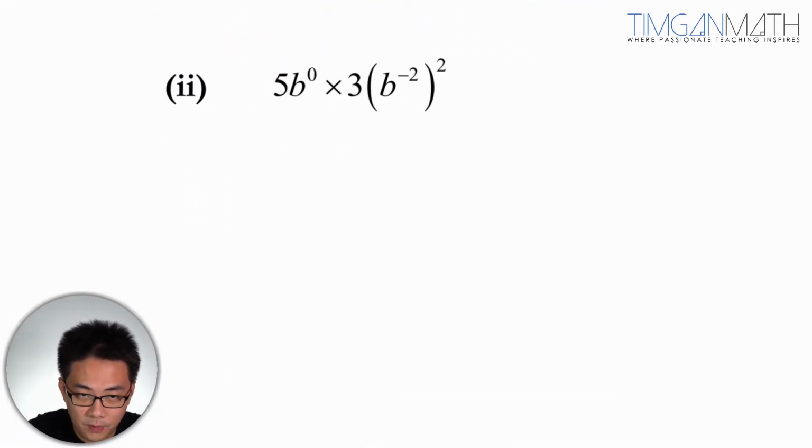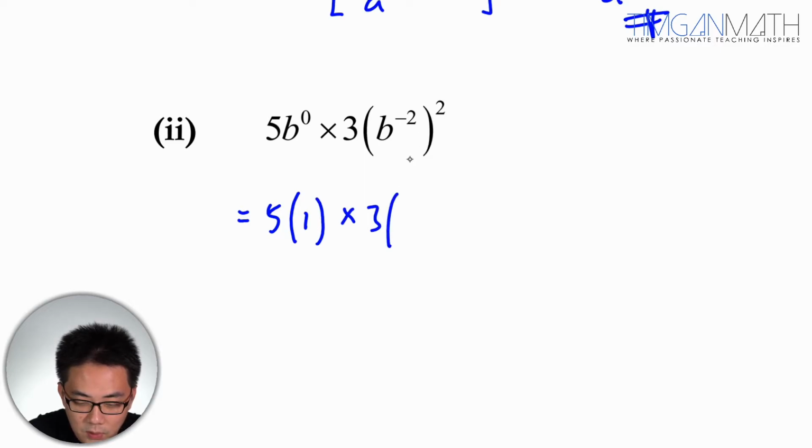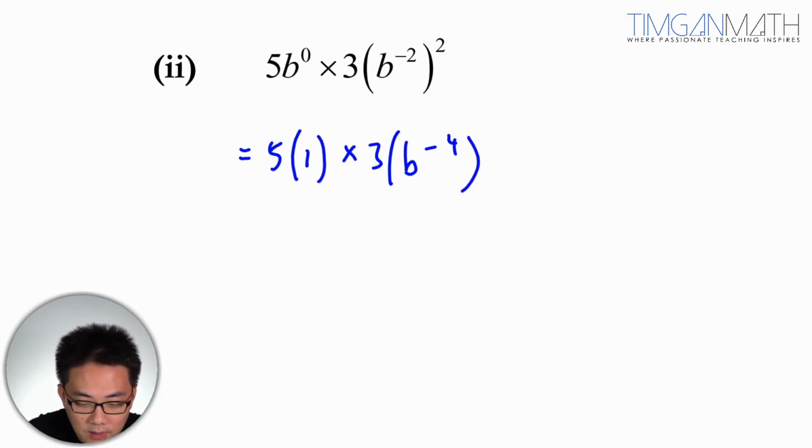Similarly, for part 2, we're going to do the same thing. This is multiplication, so this is pretty okay. This will be 5, b to the power of 0 will be 1, multiply with 3, and this 2 will multiply with negative 2 here, which is negative 4. Once this is done, this will be 15 b to the negative 4.